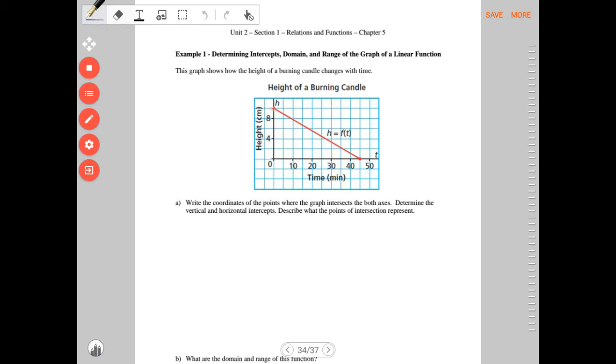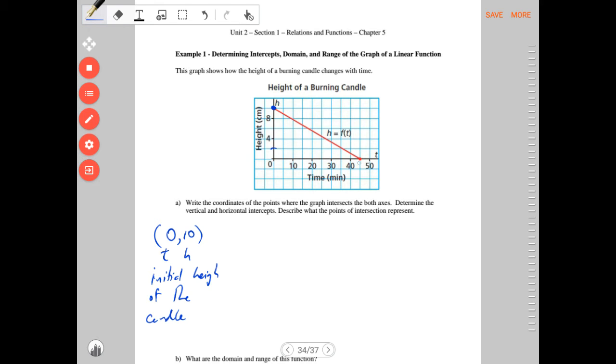Let's see, the vertical intercept happens at, each thing is 2, so 2, 4, 6, 8, 10. So the vertical intercept happens at (0, 10). So at time 0, my height is 10 centimeters. So this is the initial height of the candle. And that makes sense. The height was 10 centimeters at time 0.